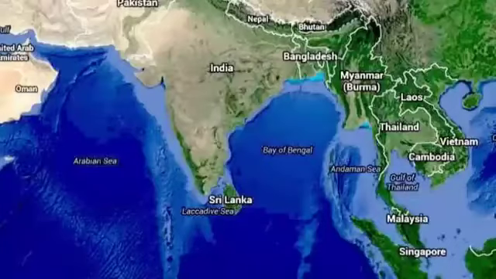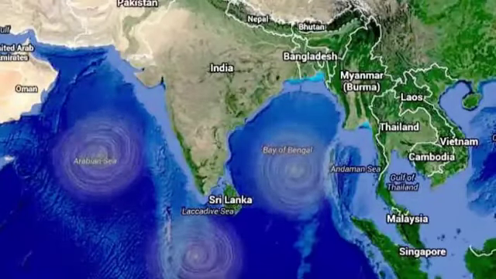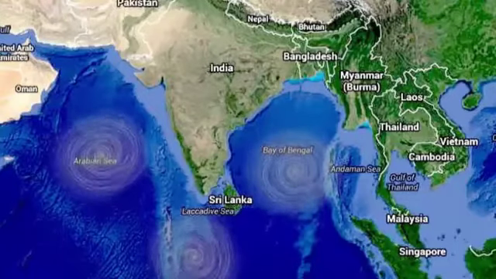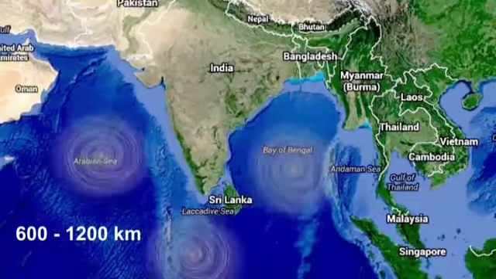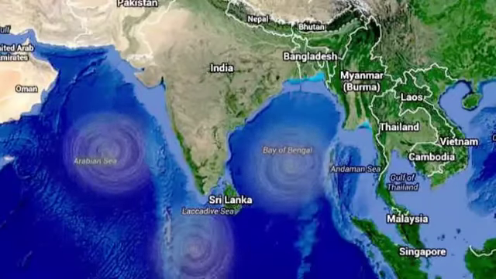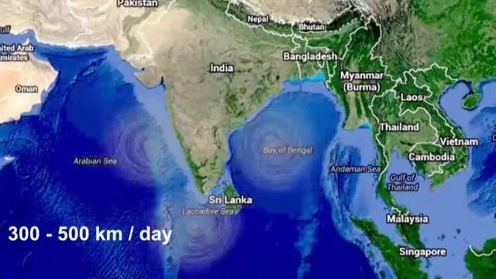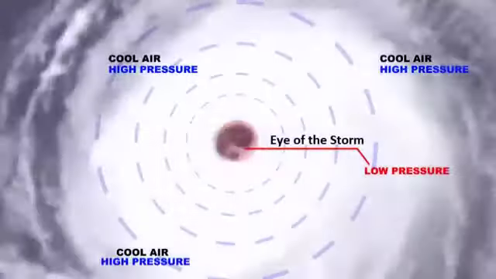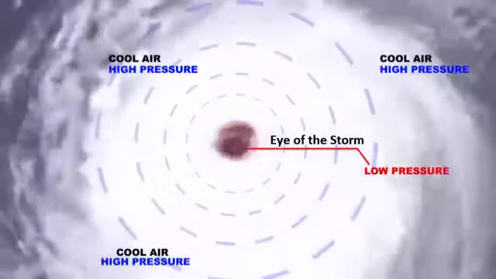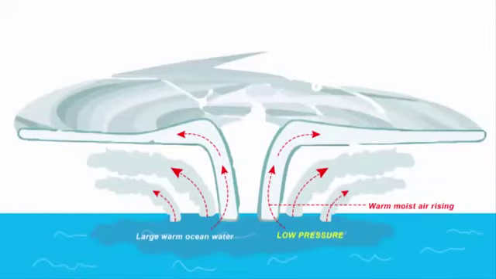However, the diameter of the storm over the Bay of Bengal, Arabian Sea, and Indian Ocean is between 600 to 1200 kilometers. And these cyclones move slowly at a speed of about 300 to 500 kilometers per day. So far we have seen the top view of a tropical cyclone, and this is what it looks like vertically. This is the eye of the storm. Around the eye is the eye wall.